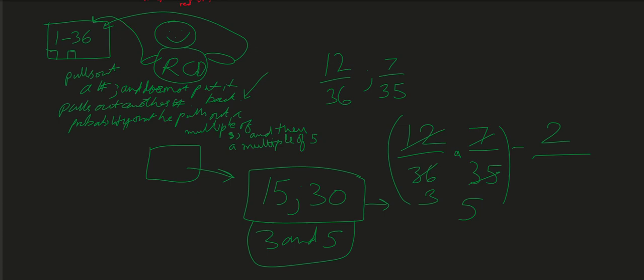This would still be, wait, we have 36, right? And we got rid of 2 of them. So that's 34. So 1 over 15 minus 2 over 34, whatever that comes out to be. So that's 1 over 15 minus 1 over 17. Whatever that comes out to be is the probability.